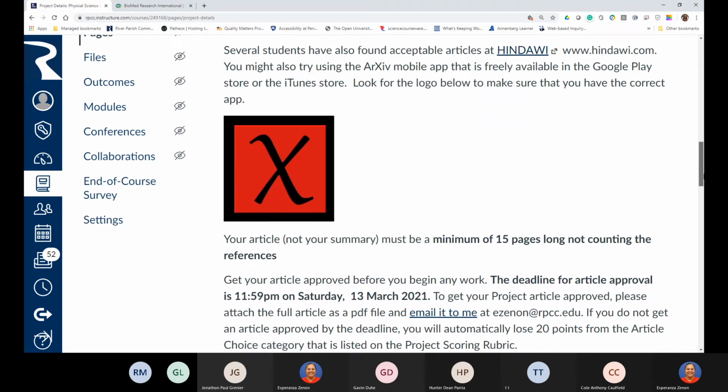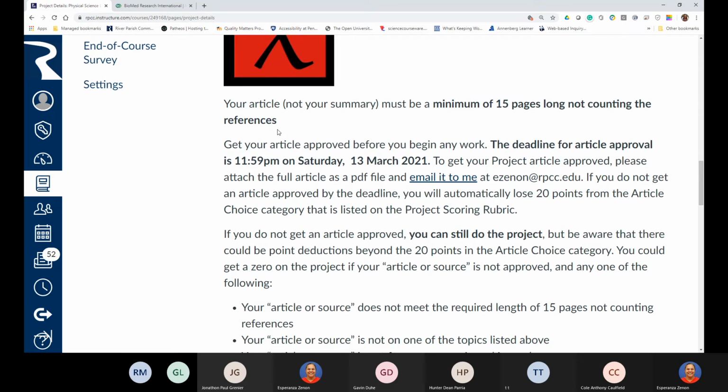Okay. The other thing that you need to know is that your article, the article, not your summary. I can't tell you how many times I get emails from students panicking. Ain't no way I can write 15 pages long. I didn't say you had to write 15 pages. I said your article had to be 15 pages. And then they're like, oh, I was so confused. Why? It says it right here. I didn't see that.